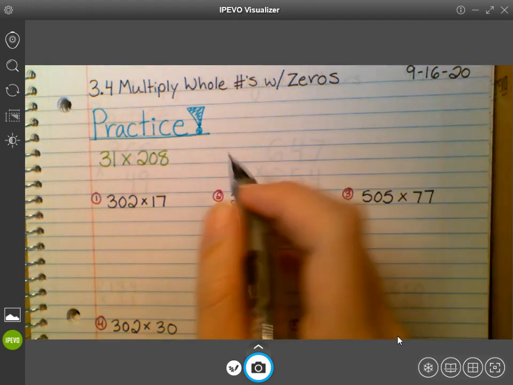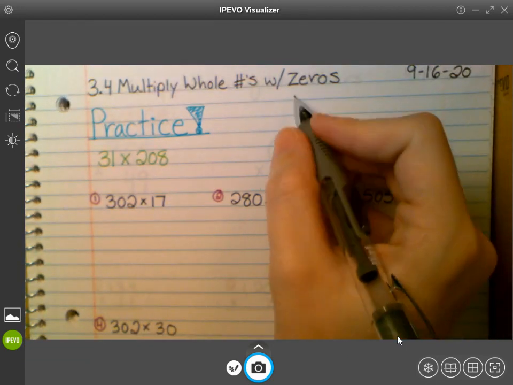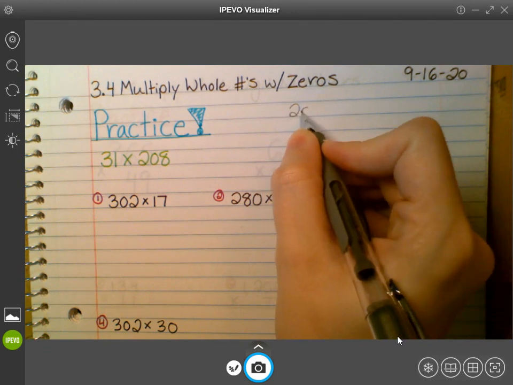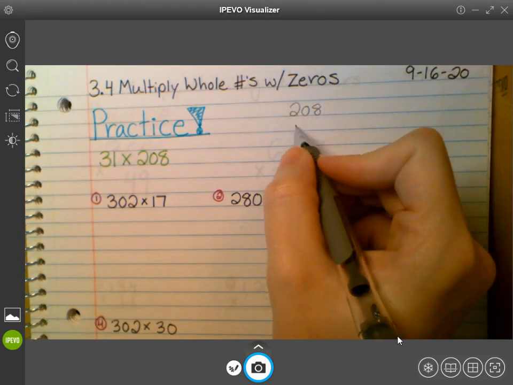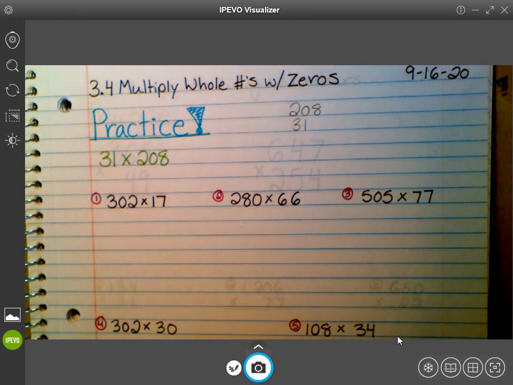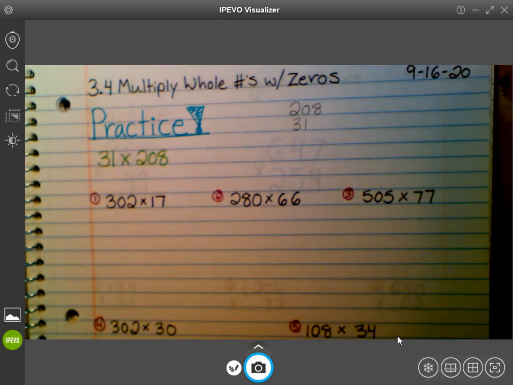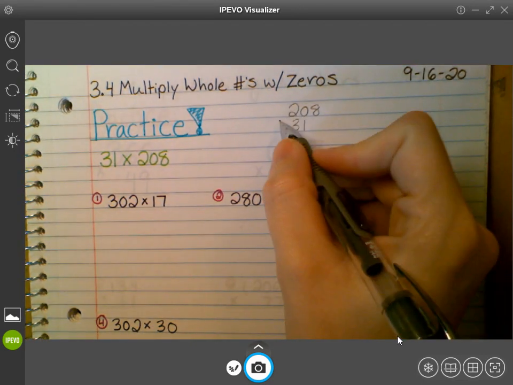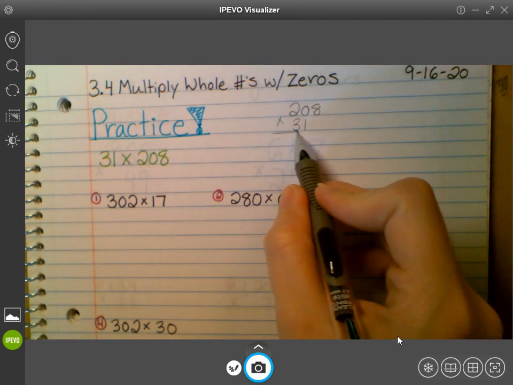208, yes. So I'm going to do my work over here. So 208, and then 31. Did I write that correctly? No. What do I need to do? Who can tell me? Will. The multiplication symbol in the line underneath. I do need the multiplication symbol, and I do need the line underneath.